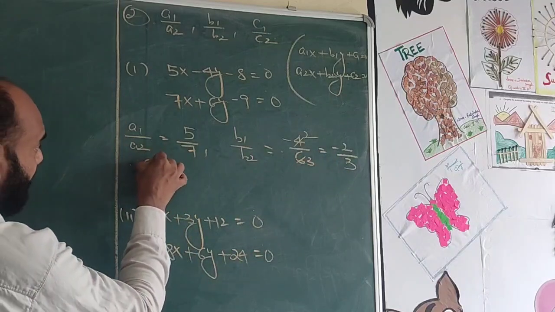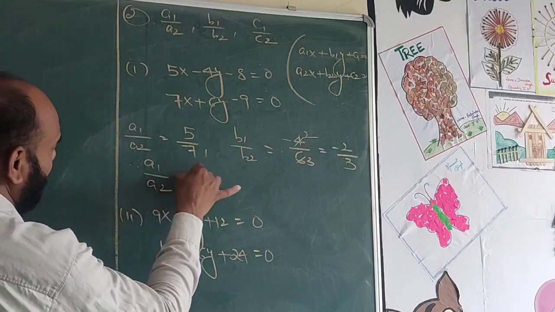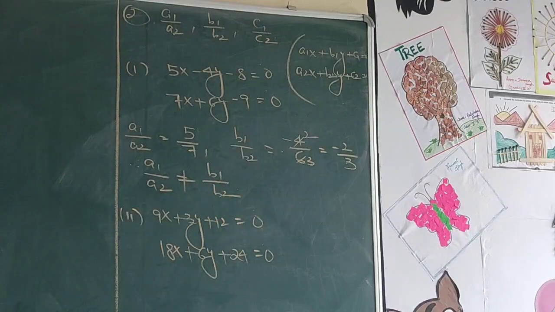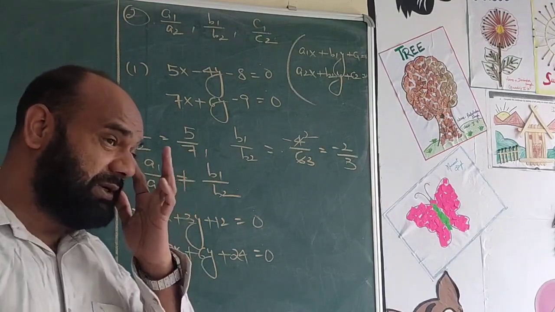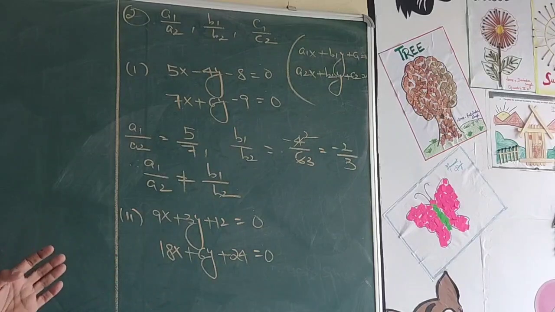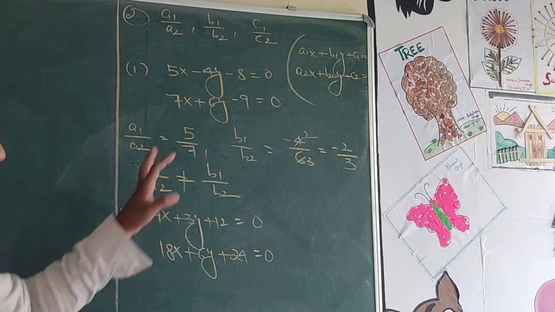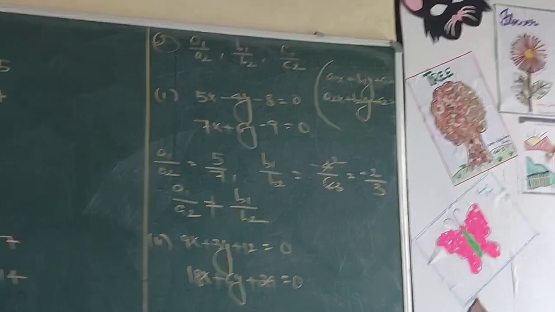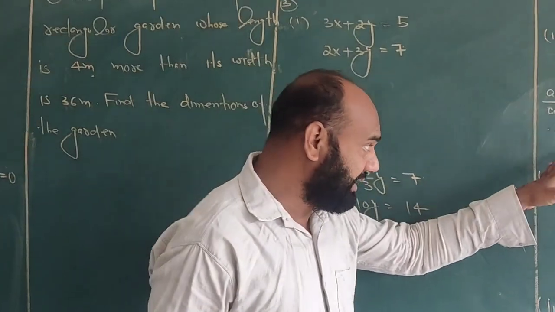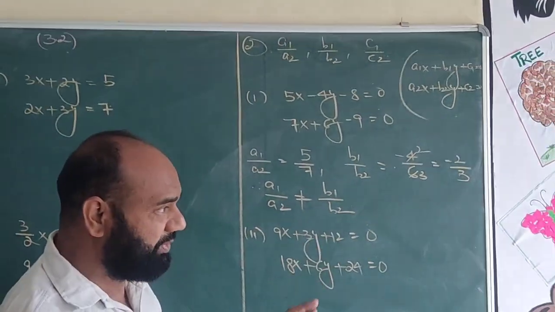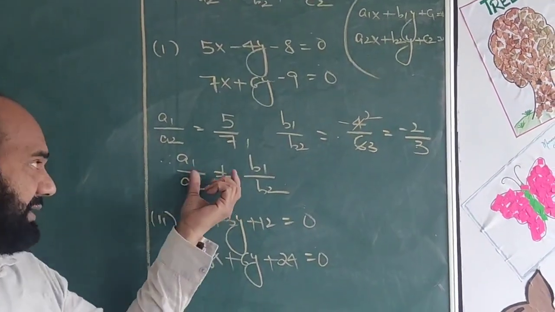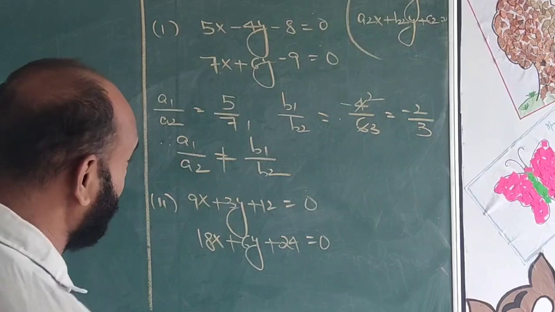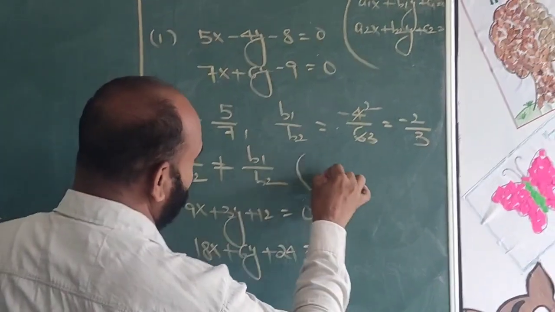We see here A1 upon A2 is never equal to B1 upon B2. In the case when A1 upon A2 is not equal to B1 upon B2, we have no need to find C1 upon C2. C1 upon C2 is found only in the case when A1 upon A2 is equal to B1 upon B2. So here we see A1 upon A2 is not equal to B1 upon B2. Therefore, the lines intersect.